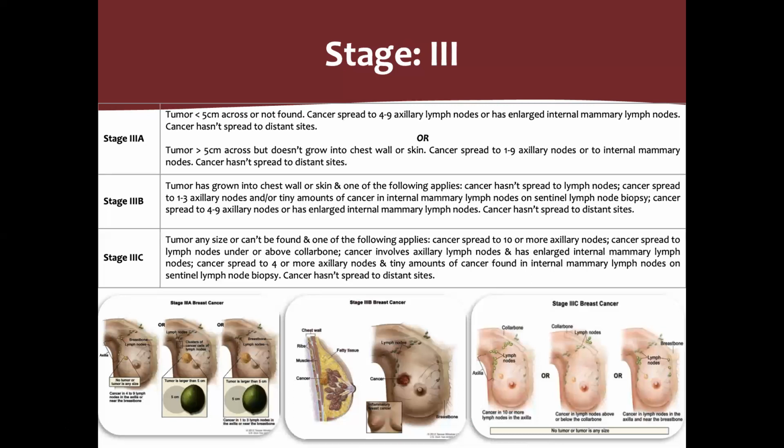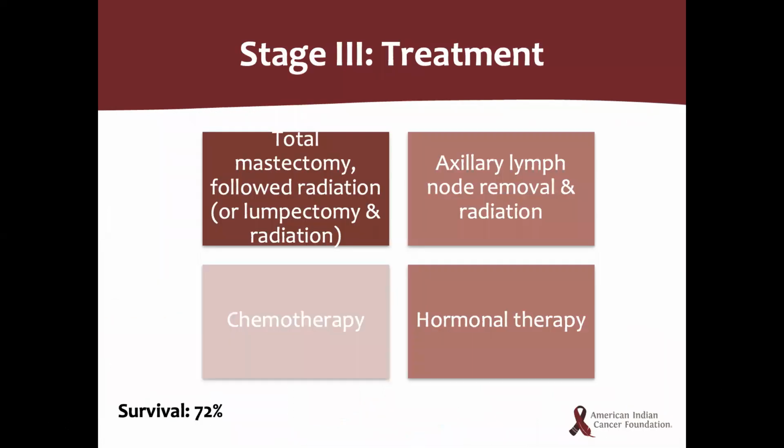And it's important to note that as the stages progress from A to C, the conditions become more severe. Stage 3 treatment options may still include a total mastectomy, followed by radiation, or a lumpectomy and radiation, an axillary lymph node removal and radiation, chemotherapy or hormonal therapy, and the approximate survival rate for stage 3 drops to around 72%.